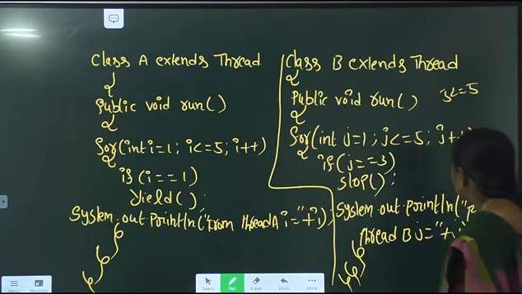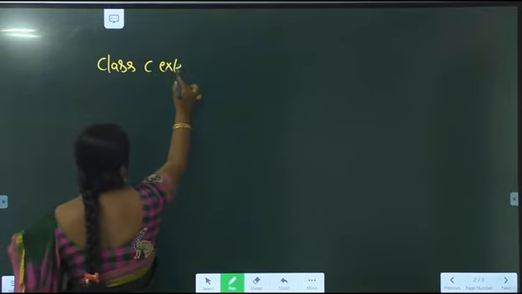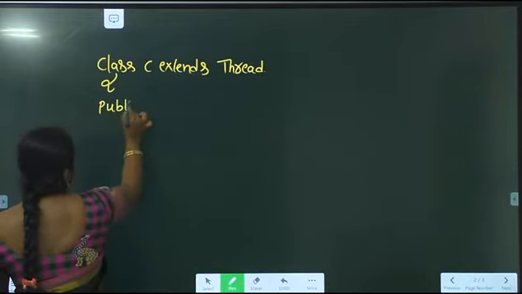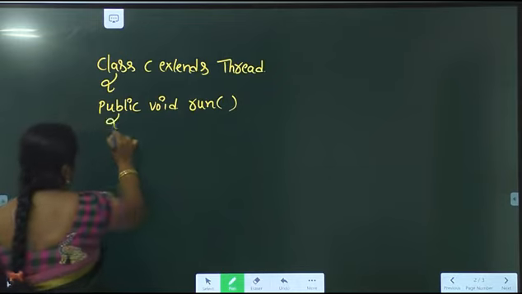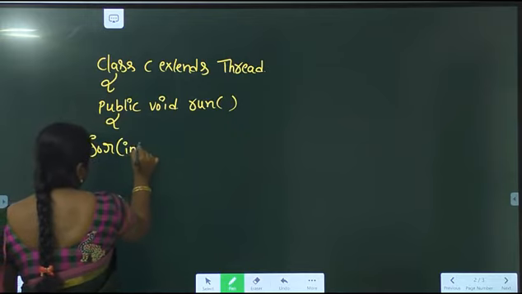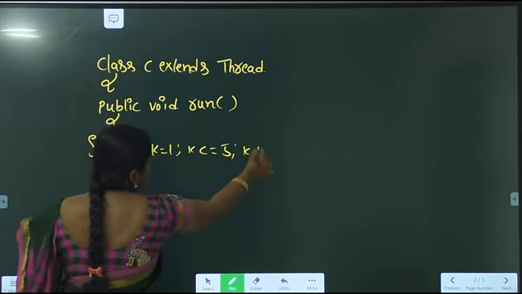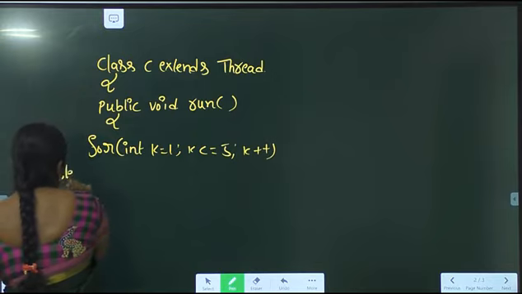Next, continuation. I am taking one more class, class C extends Thread. In this class also I am defining the run method, public void run. What is the body of this run method? Here also I am using a for loop: for int k equal to 1, k less than or equal to 5, and k plus plus.